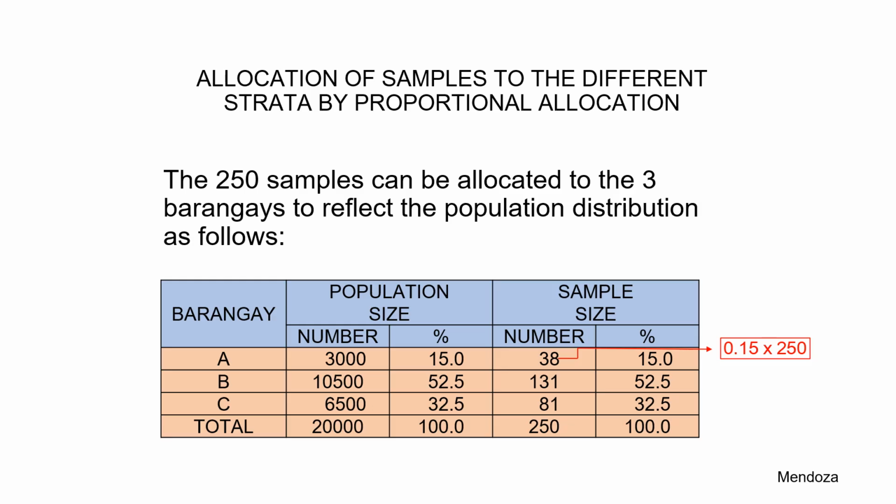So from a computed sample size of 250, we distribute the number of samples proportional to each barangay's contribution to the population, such that if Barangay A constitutes 15% of the population, 15% of 250, which is 38, is the allotted size for Barangay A. The same is true for Barangay B, which is 52.5% of 250, or 131, and 32.5% for Barangay C, which is 81. This sums up to 250 samples.